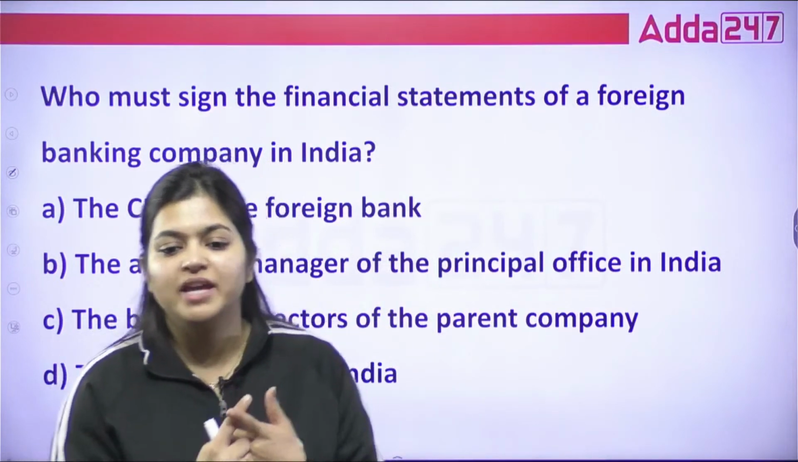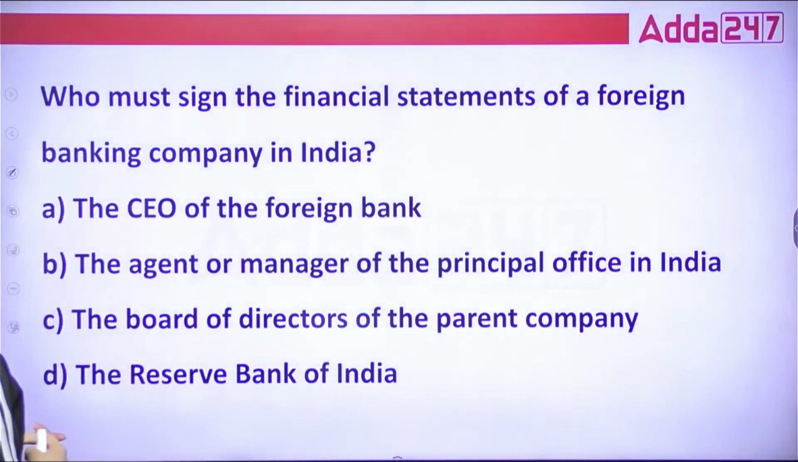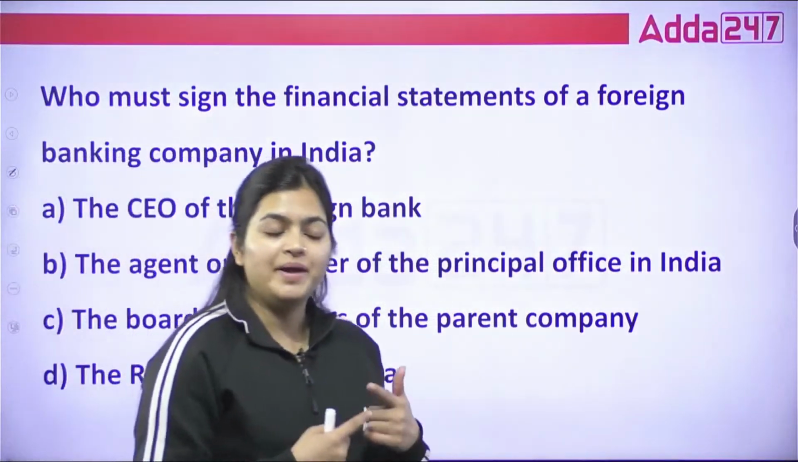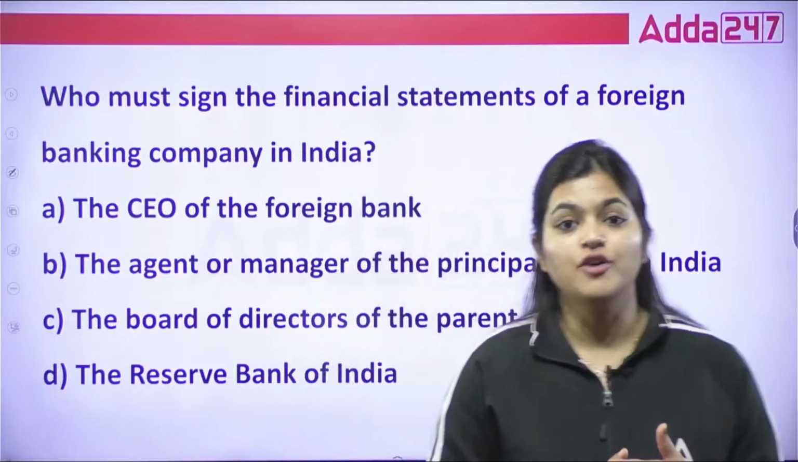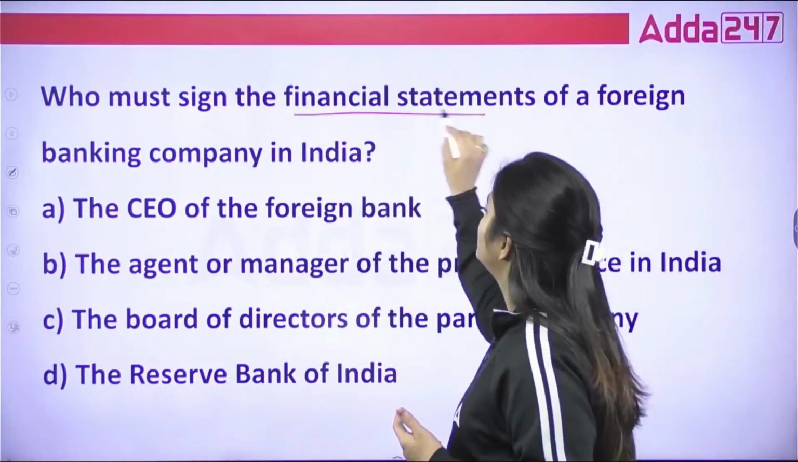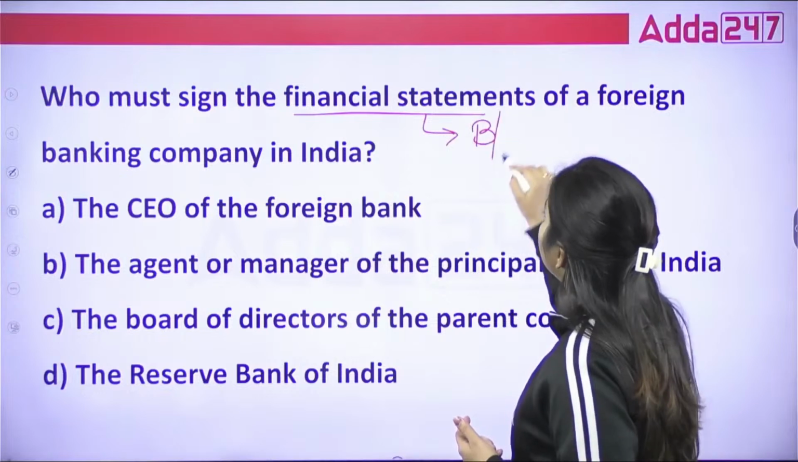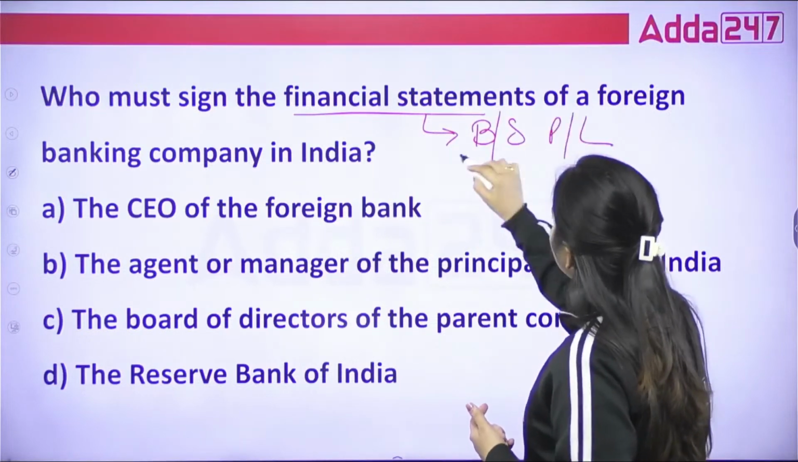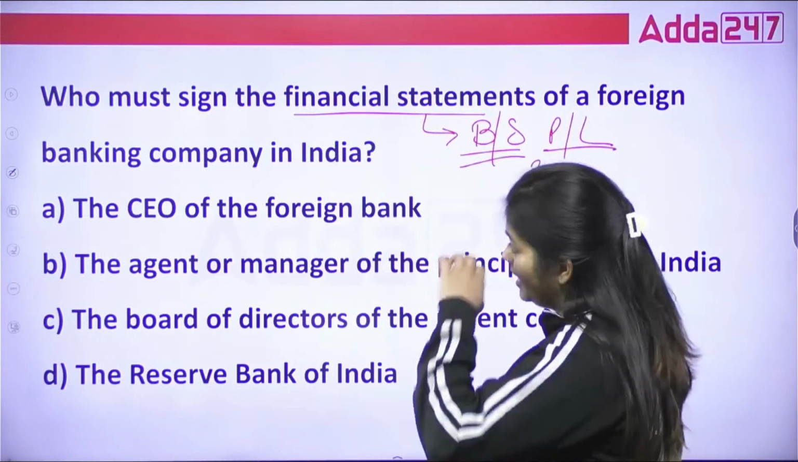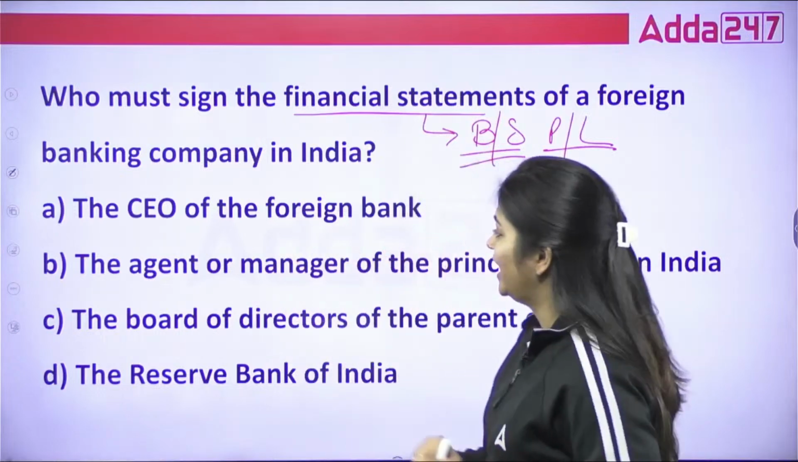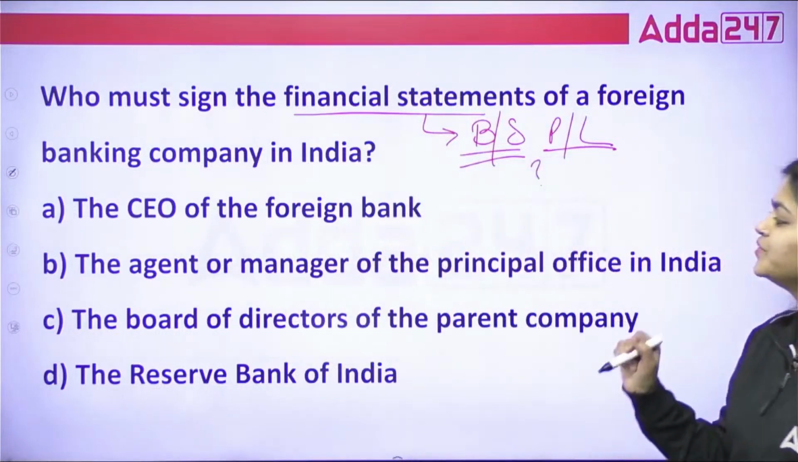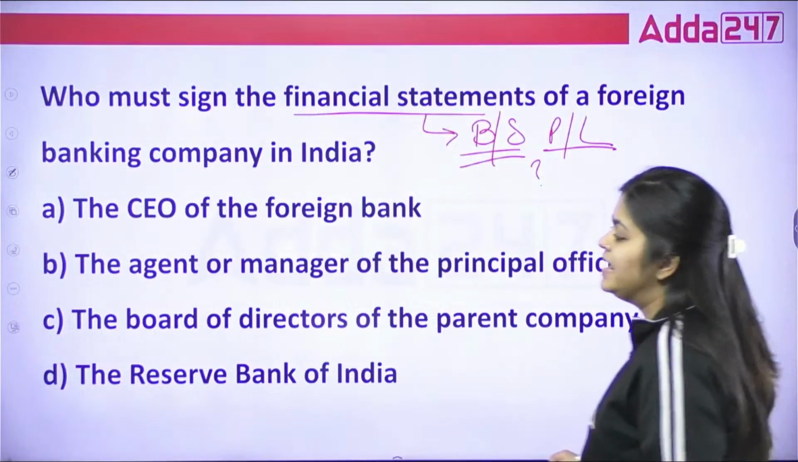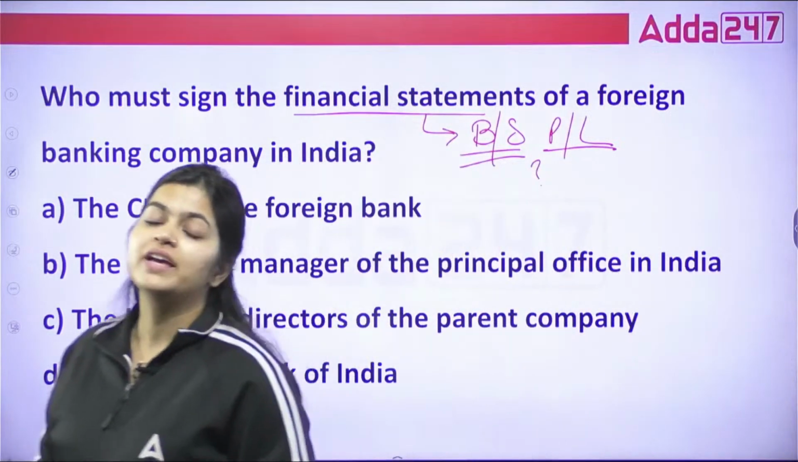So please tell me, in case of foreign bank, when they are preparing financial statements. Now financial statements, in this we are talking about the balance sheet and P&L, who is required to sign it? A, the CEO of the foreign bank. B, agent or manager of the principal office in India. C, the board of directors of the parent company. D, the Reserve Bank of India.